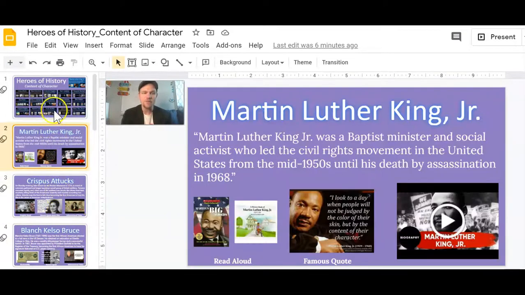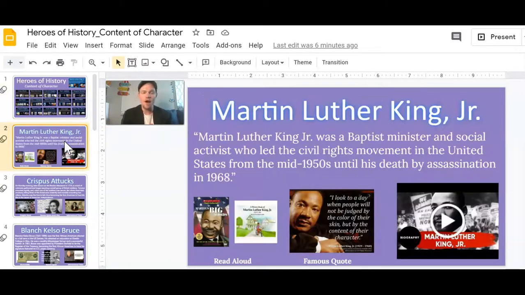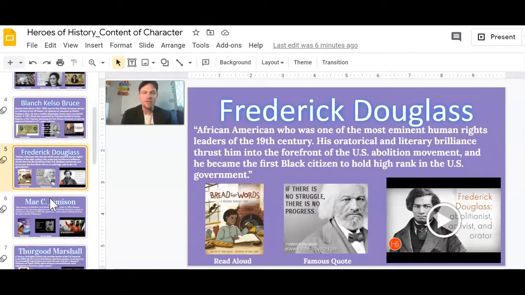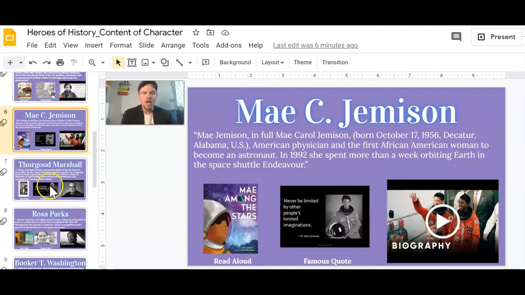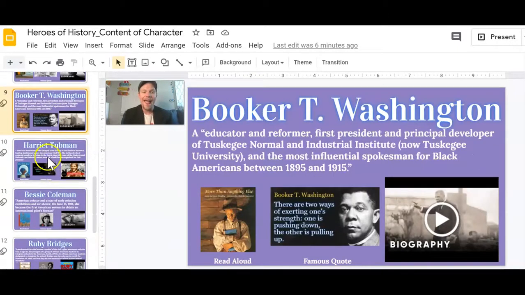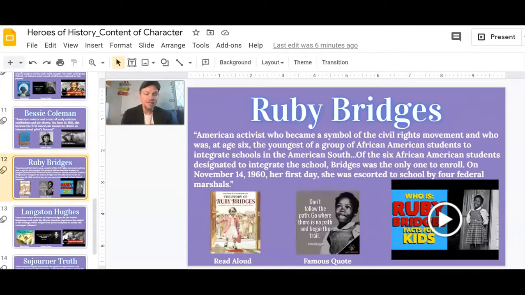We have a lot of different ones. You can see all of them right here, including the one on Martin Luther King Jr., which is one of our favorites. But I want to challenge you to go through and visit some of these other people so that you can see which one of them you might be interested in learning more about and becoming as a hero of history.